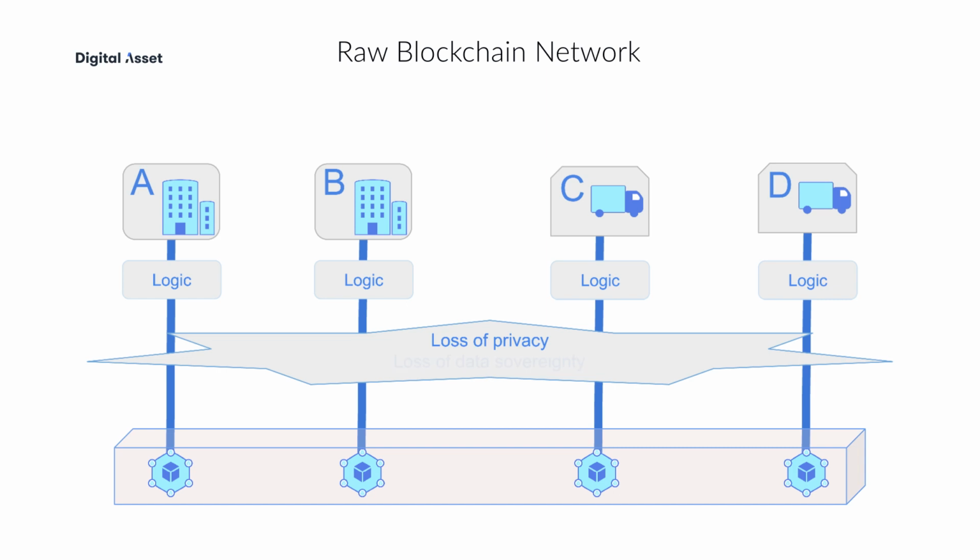The second problem is the loss of data sovereignty. All companies want to control their own IT systems and data. With traditional blockchain, they give up that sovereignty. It also means that if an organization needs to delete some historical data due to regulations such as GDPR, it cannot do that unilaterally because there are multiple copies of the entire data across the network with all the parties.